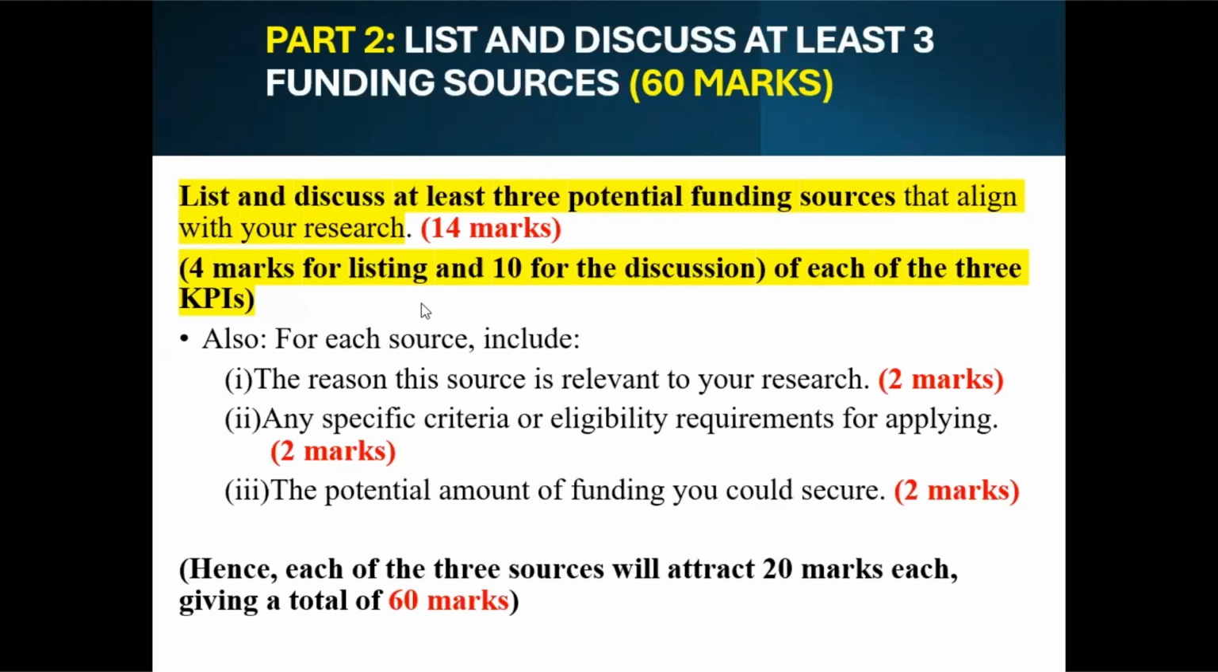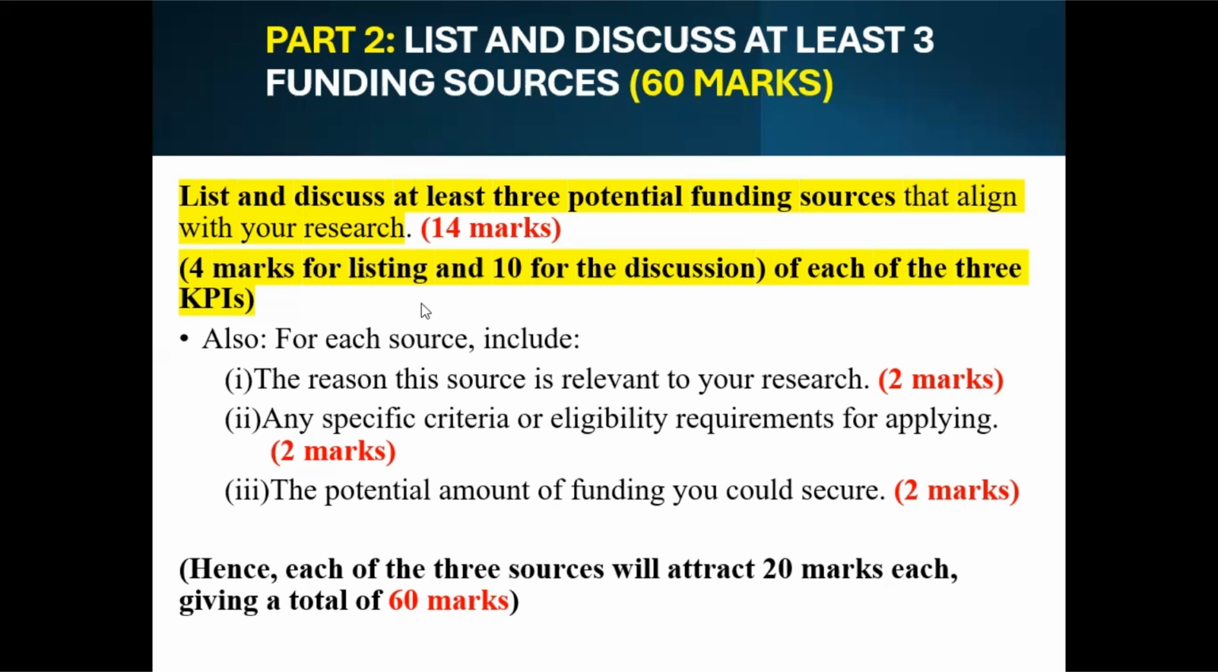So that is 14 marks for each one. I repeat again, 4 marks for listing, and so for the 3, that will be 12 marks, 4 for each listing. If the candidate succeeds in listing the 3, it will be 12 marks, and then 10 marks for the discussion, and so for each of the 3. That should in total be 30 marks. But for each one, it will be 14: 4 for listing and an additional 10 for the discussion.